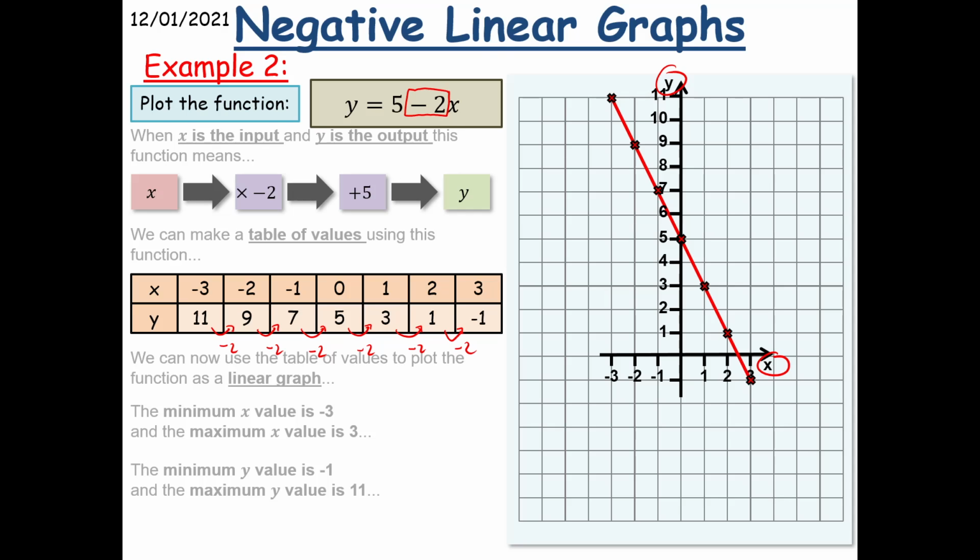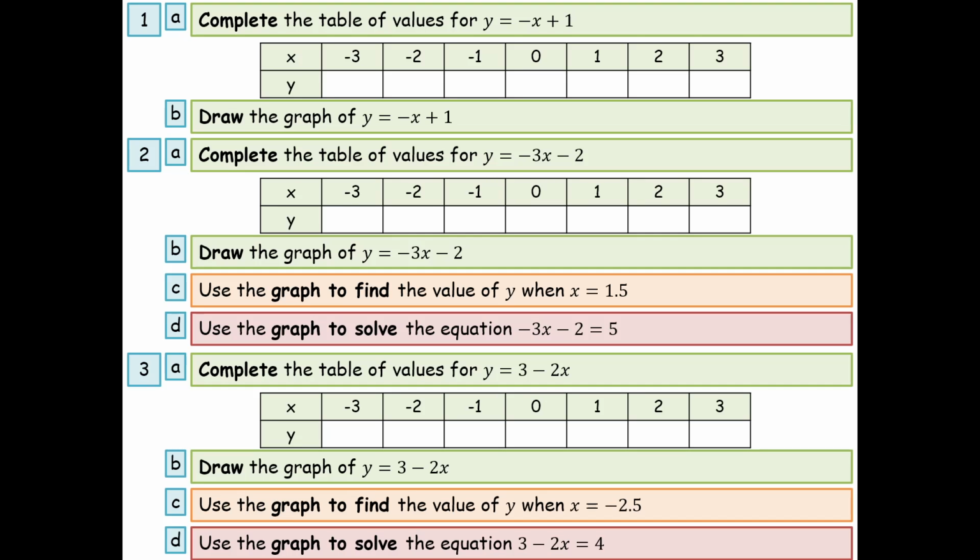Let's go ahead and do some questions. You have 3 questions to complete. So one's for y equals minus x plus 1. Next one's for y equals minus 3x minus 2. And the third one is for y equals 3, take away 2x. Pause the video and have a go. And once you're ready, hit play and I'll go through the answers.